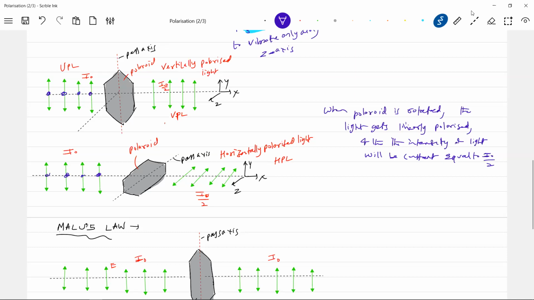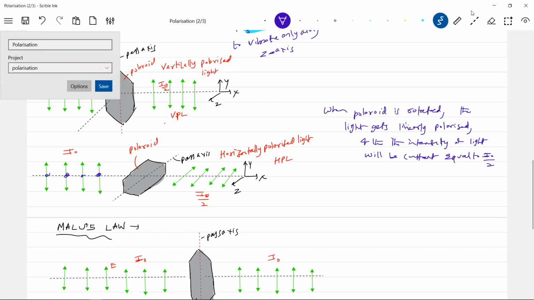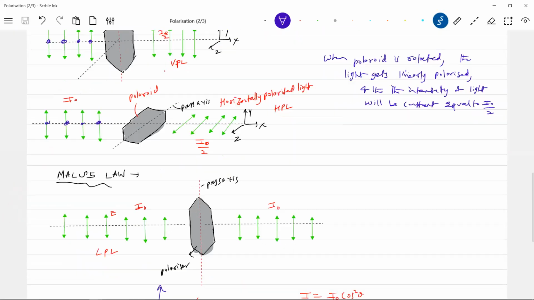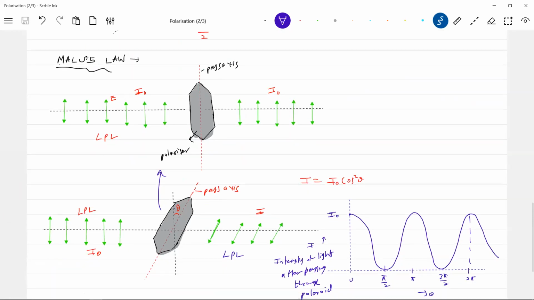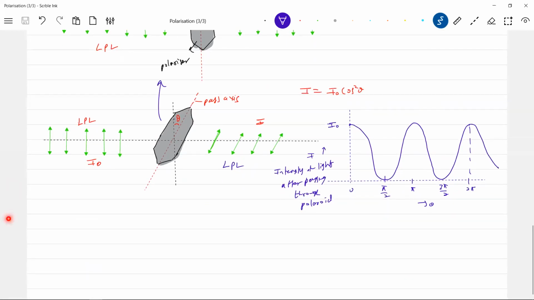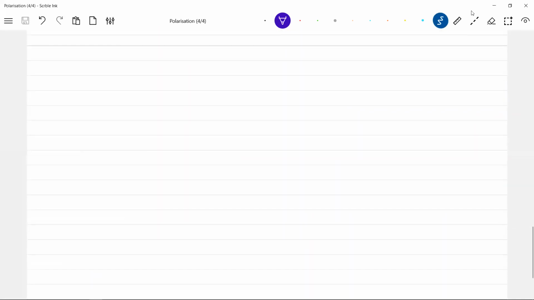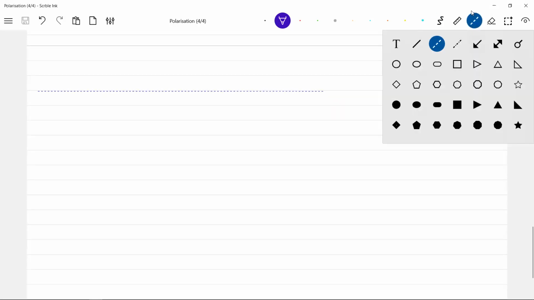This is the idea. To really notice the effect of polarization, either pass linearly polarized light or go for two polarizers. If you take two polarizers, it'll be still better. Okay, let me start now. These are the types of numericals you can get. Okay, let's begin like this. We'll draw the arrows.